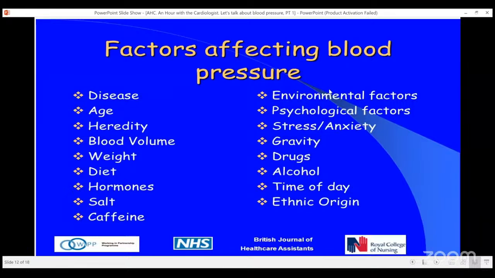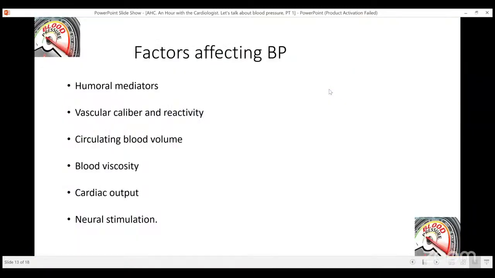Ethnic origin: the black race tends to have more elevated blood pressure than Caucasians. Humoral mediators, these are chemicals: adrenaline, noradrenaline, thyroid hormones and co. These are chemicals that can impact on your blood pressure, whether it will be high or not. Vascular caliber and reactivity is also something that can.